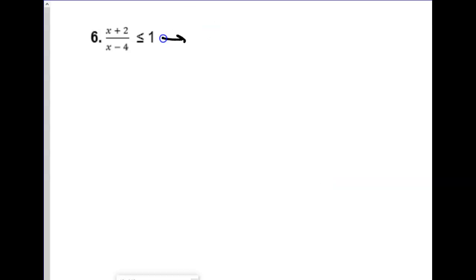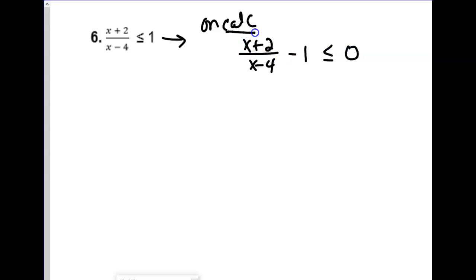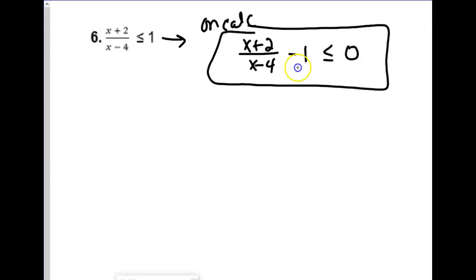Alright, so first of all, we have to remember that when we're on our calculator, the thing I'm going to type on my calculator is this version, x plus 2 over x minus 4, and then you're going to subtract the 1 over. Go ahead and type that on your calculator while I'm scribbling out some other stuff. Make sure you have parentheses around the quantity x plus 2 and around the quantity x minus 4.